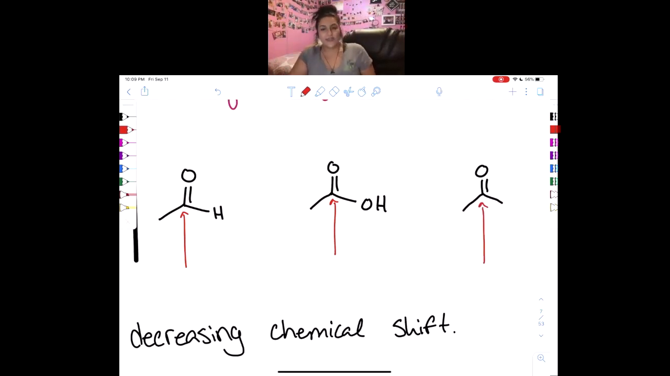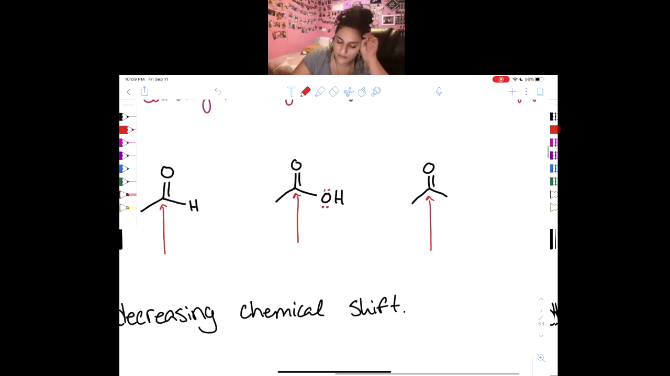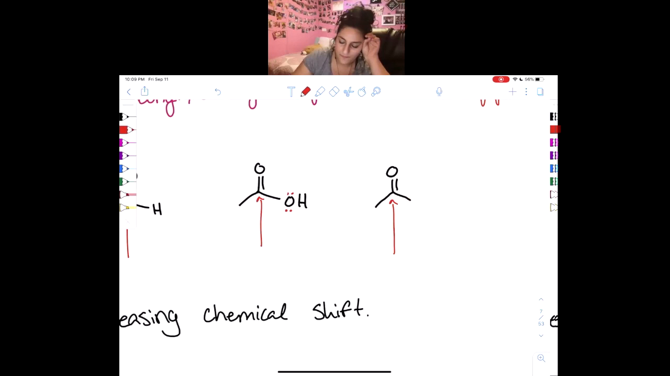The reason for that is when we're looking at the carbon NMR, we're looking for the electron density on the carbon, not the hydrogen anymore. And that's obvious, but it's something you really need to think about. So I'm going to draw these electrons for you. And we're going to have two buzzwords. They're going to be resonance and electronics.